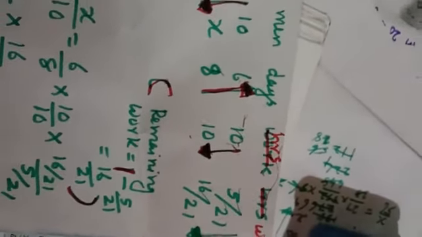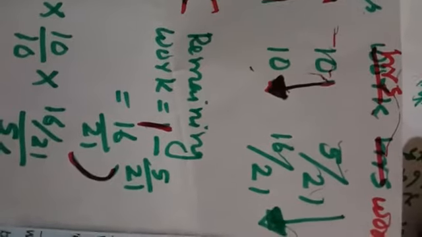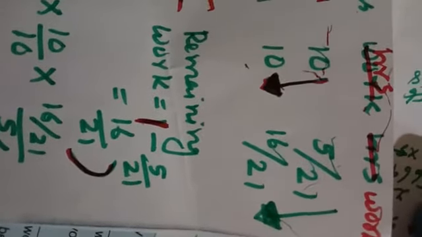Now work. What is the relation between work and men? Suppose there are 10 men, they will do 5 by 21 work. Suppose more men are there, more work they are doing. If only few men are there, little work is done; if more men are there, more work is done. So direct variation. So the arrow should be downward.